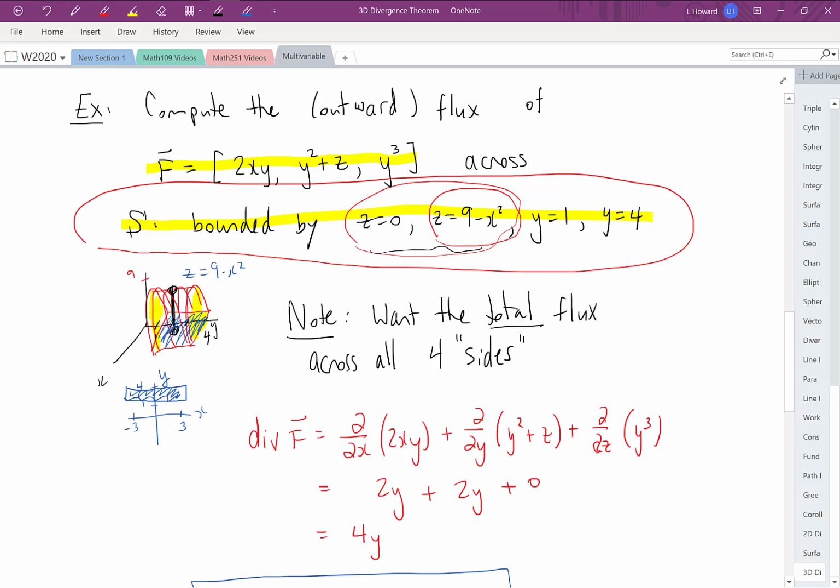So if you want a little bit more conceptual understanding about why this 3D divergence theorem is true, I would recommend that you just look back at the previous video on 2D divergence theorem and 2D flux, where we did a geometric interpretation of why that theorem would be true, and the 3D divergence theorem is reasoned in a very similar way.